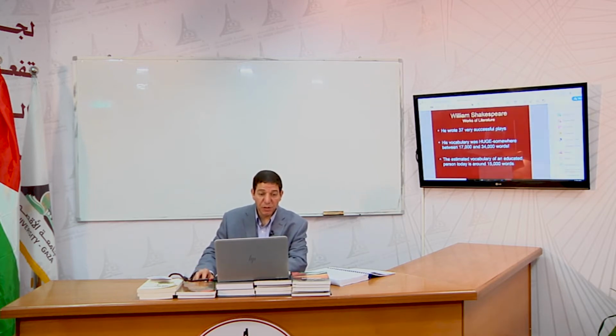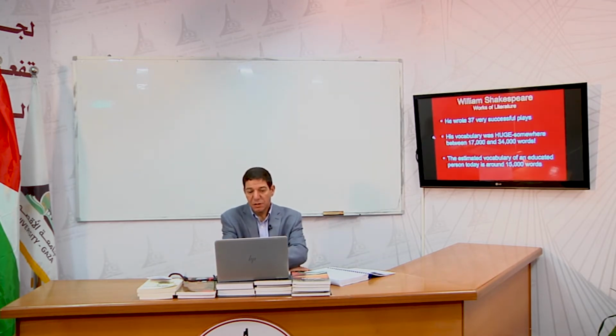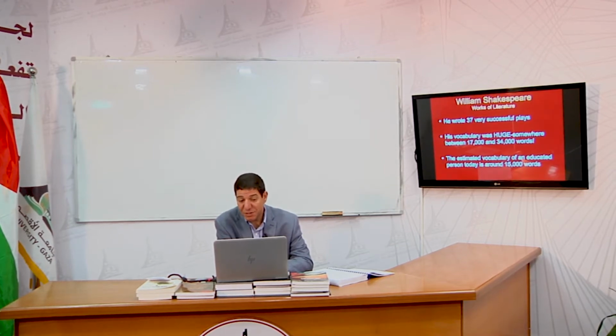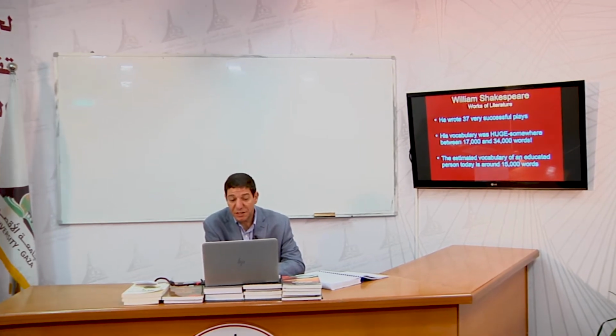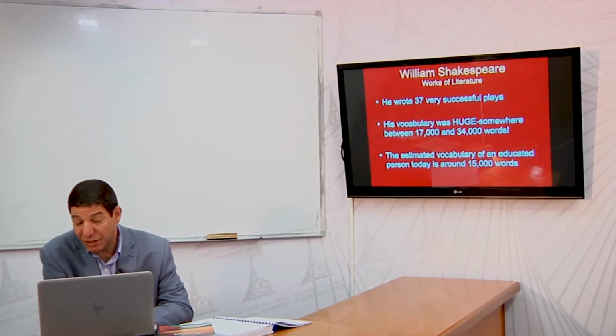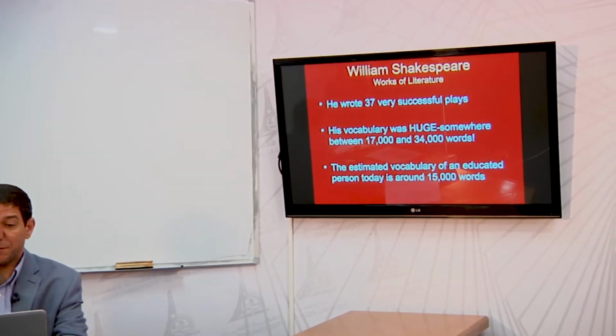Shakespeare wrote 37 plays, okay? And they all were successful. His vocabulary was huge, somewhere between 17,000 and 34,000. For a newly born language, this is a humongous number of words. You cannot imagine. The estimated vocabulary of an educated person today is around 15,000 words, today, after the language has expanded.